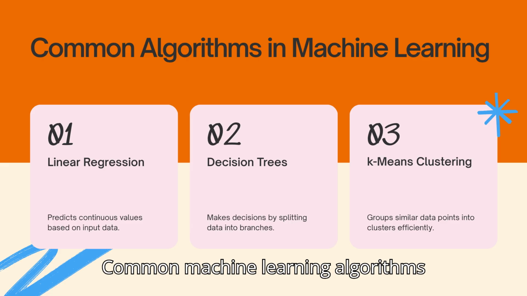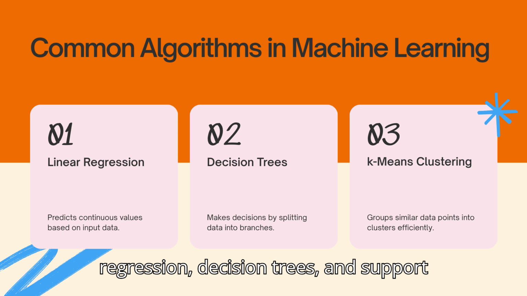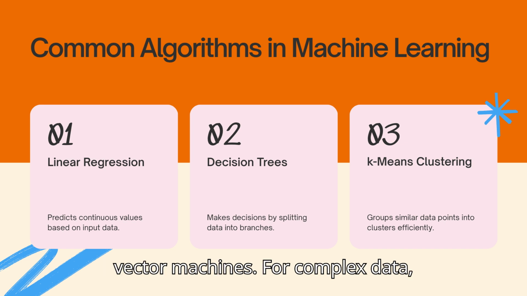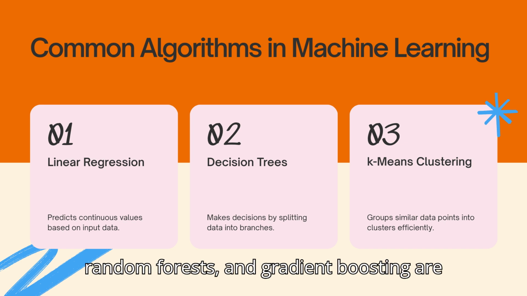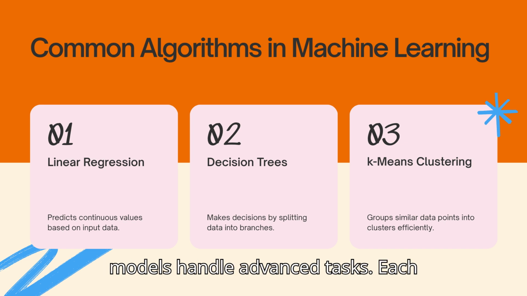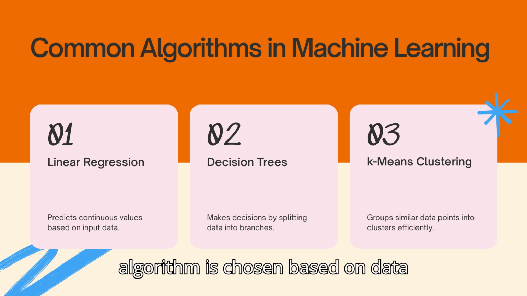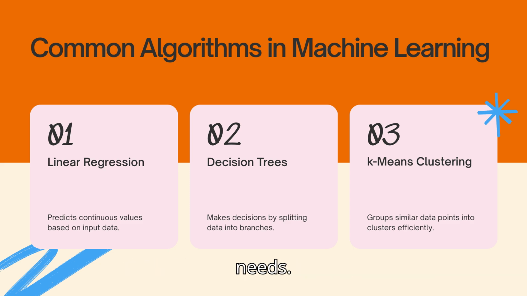Common machine learning algorithms include linear regression, logistic regression, decision trees, and support vector machines. For complex data, algorithms like k-nearest neighbors, random forests, and gradient boosting are used. Neural networks and deep learning models handle advanced tasks. Each algorithm is chosen based on data type, problem complexity, and accuracy needs.